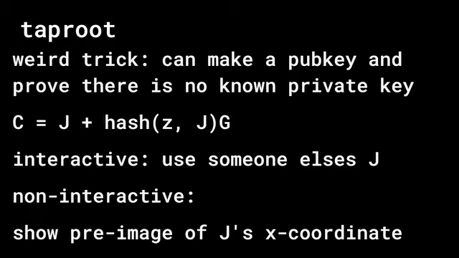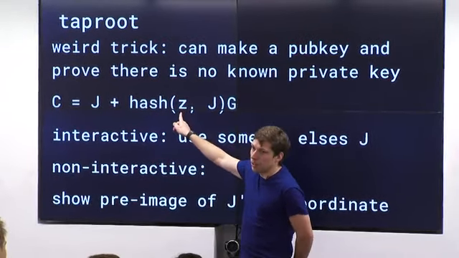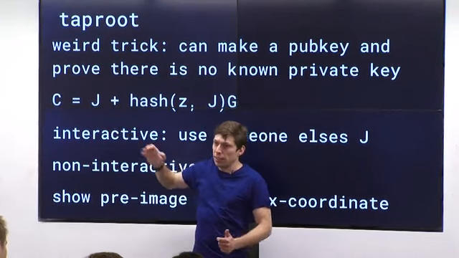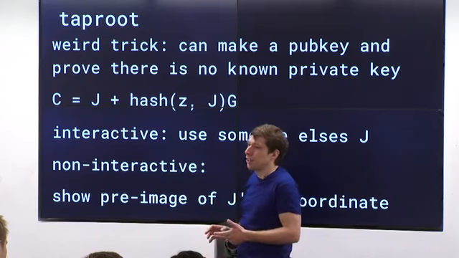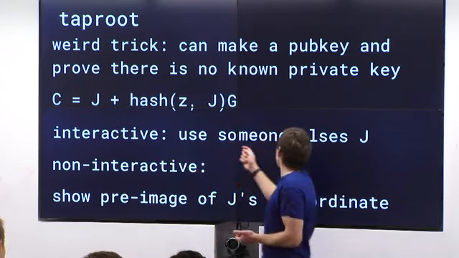Other weird trick. You can make a public key and prove that there is no known private key, right? So what if I only want this script Z, and there is no set of everyone signing? I don't want that to be a requirement. What if I only want this script hash? I can do that. So interactively, I can use someone else's J.